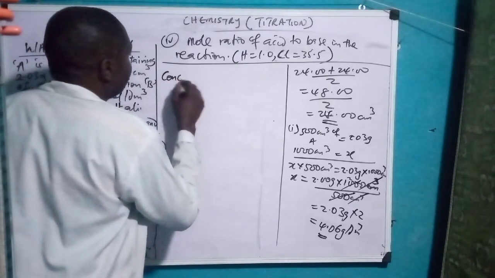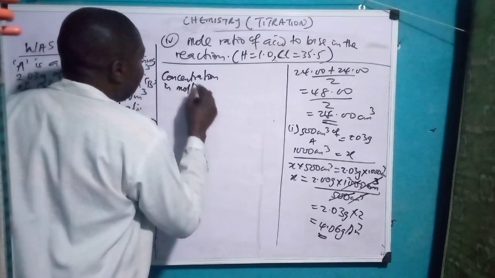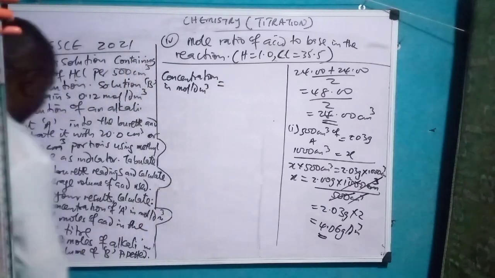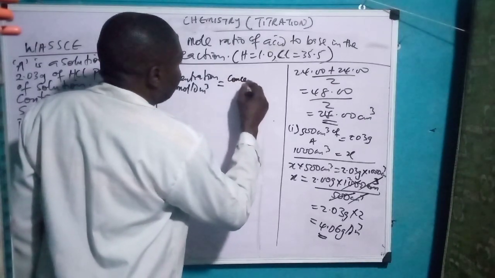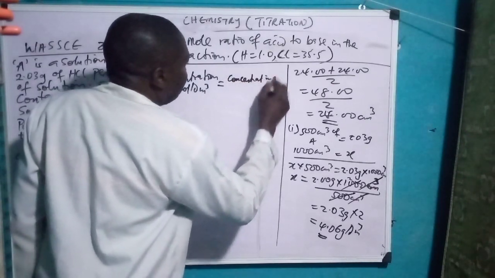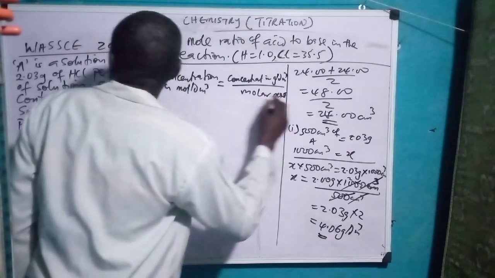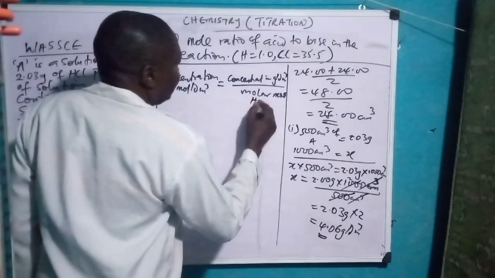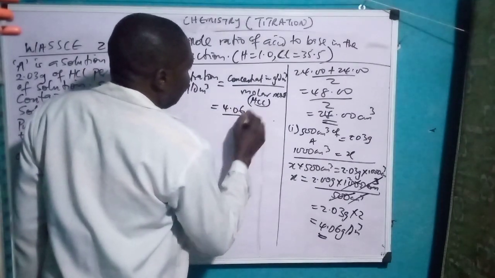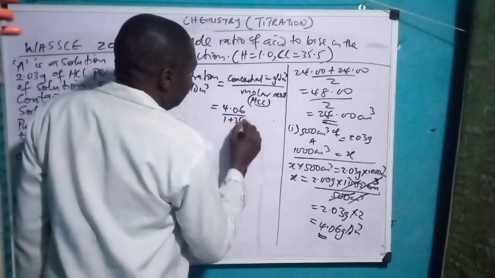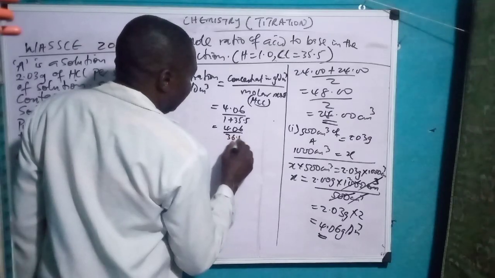Concentration in moles per dm cube equals, you can see the question again, concentration of A in mole per dm cube equals concentration in gram per dm cube over molar mass. Remember, the name of the acid is HCl. This one we already calculated at 4.06, over molar mass 1 plus 35.5. This gives you 4.06 over 36.5.